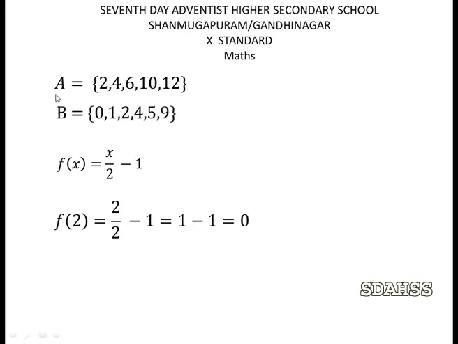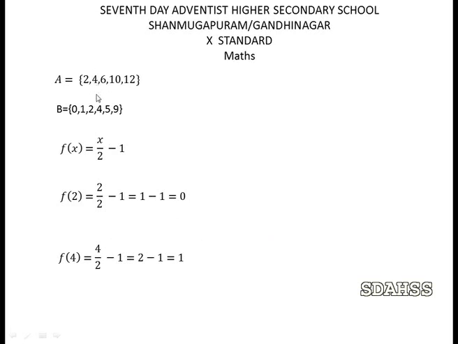Here the values of A and the values of B are given, and the function is also given. First you have to find the values of the function for each value of A. Let us take the first value of A. The first value is 2. Now substitute x equal to 2 in the function. Then f(2) is equal to 2/2 − 1, which is equal to 1 − 1, equal to 0.